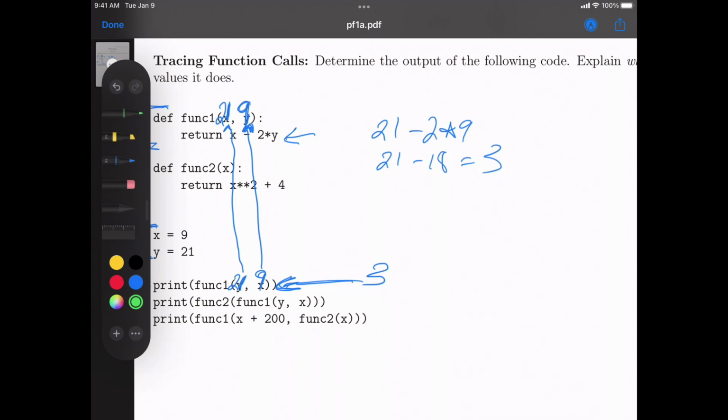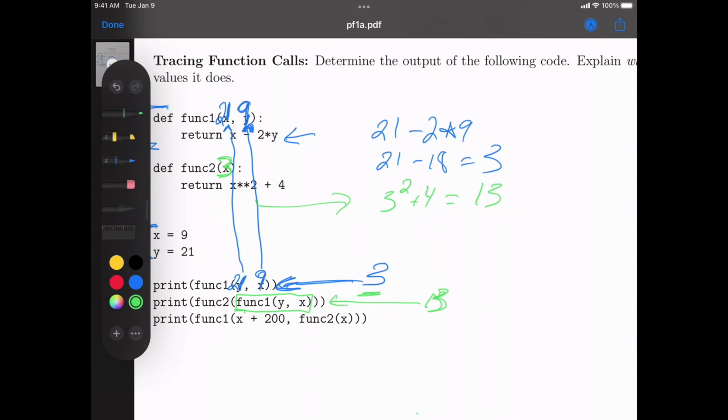Now for the second problem, where we're calling both function 2 and function 1, the first thing that has to happen is we have to evaluate the middle value, or the call to function 1, which we know is 3. We just figured that out. So that value is what's passed to function 2. That means function 2 is simply 3 squared plus 4, which is 13. So the answer to the second one is 13.